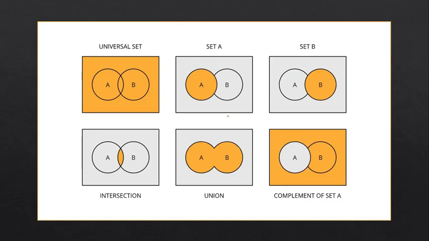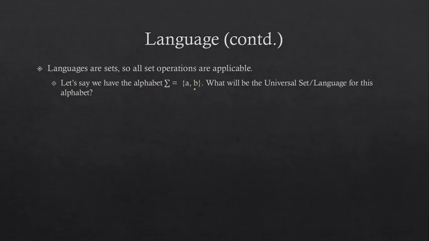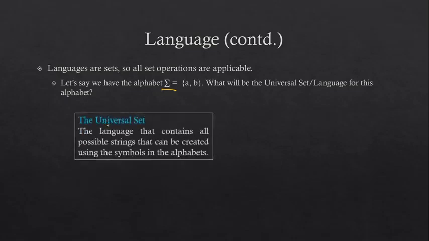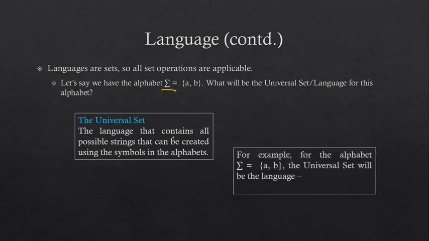So let's say we have an alphabet that contains the two symbols A and B. What do you think will be the universal set or language for this alphabet? A side note here, alphabets are generally described with the Greek capital letter sigma. Anyway, back to topic. Universal sets are going to be the set that contains all possible strings that you can construct using the symbols of the alphabet. So in this case, any string that we can construct using A and B is going to be in the universal set. Please note that the empty string epsilon is a member of all universal sets.